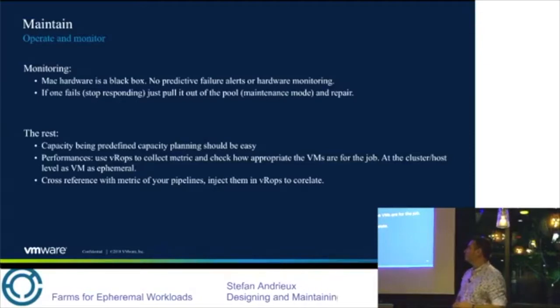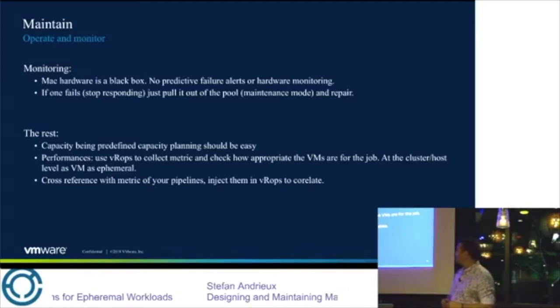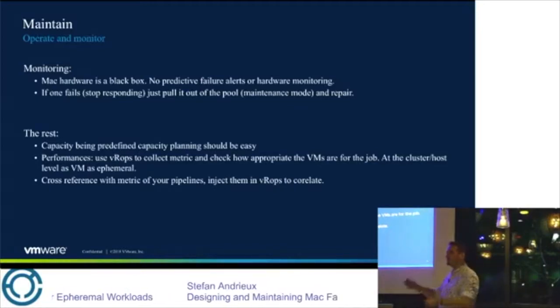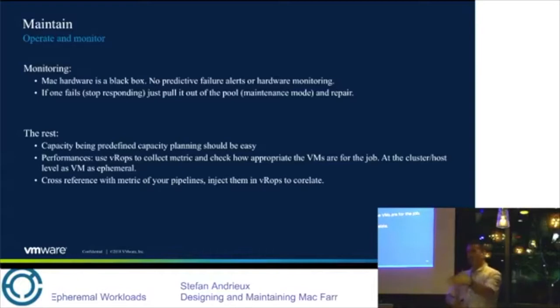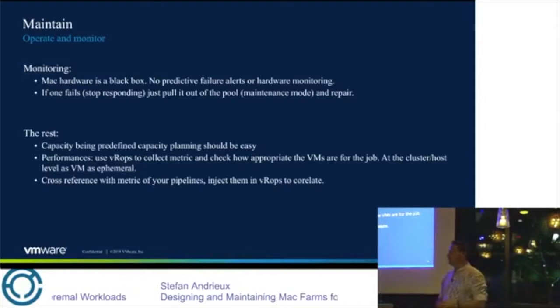Something I will also do is cross-reference with the metrics you get from your pipeline in your CI/CD tool. An easy way to do that, you can use the VROps API to inject the metrics you're collecting from your pipeline directly in VROps, and then you can correlate the performance of your hardware in the backend and the execution time of your pipelines. That's a good way to do it. You can also do it the other way.